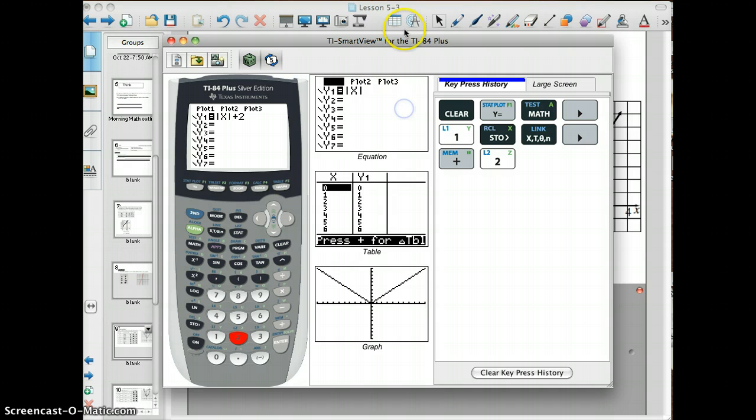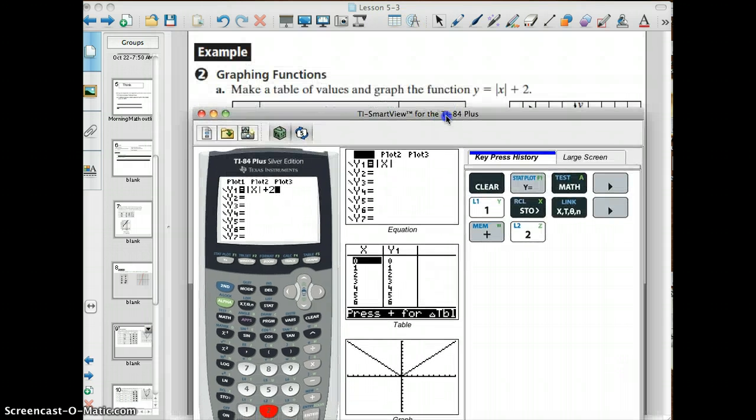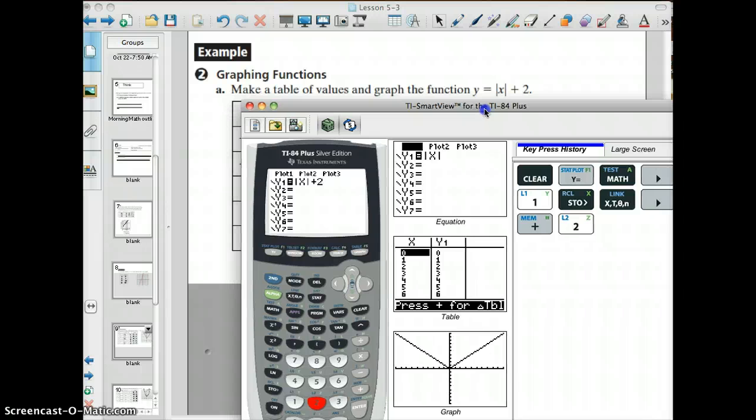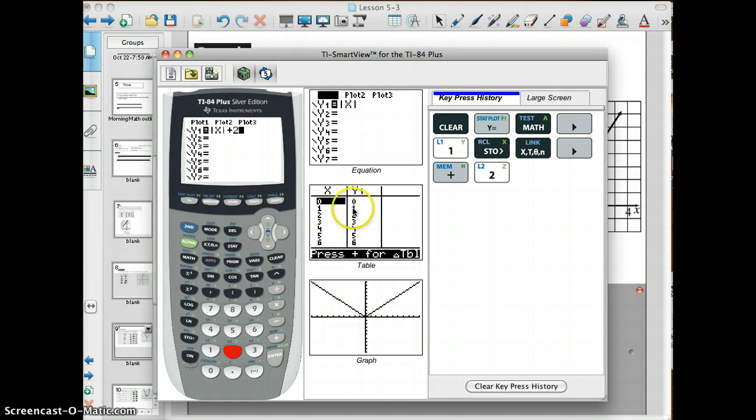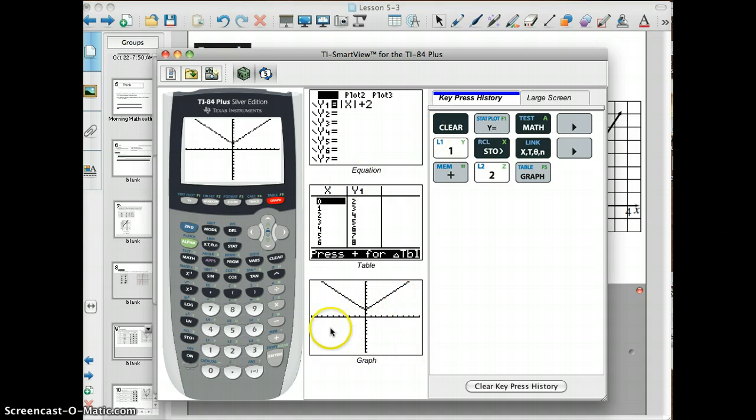Now notice here on mine, you've got the absolute value of x plus 2. Okay, so y equals the absolute value of x, close absolute value, plus 2. So now we can see here, notice right here on my graph, here's the absolute value, okay? And then actually it's not shifting. There it goes, it shifts. So we can see here the absolute value.